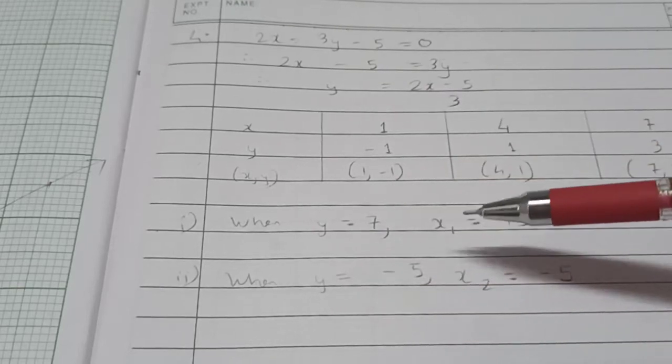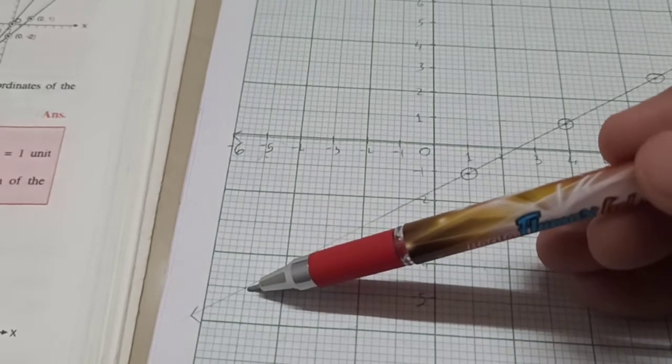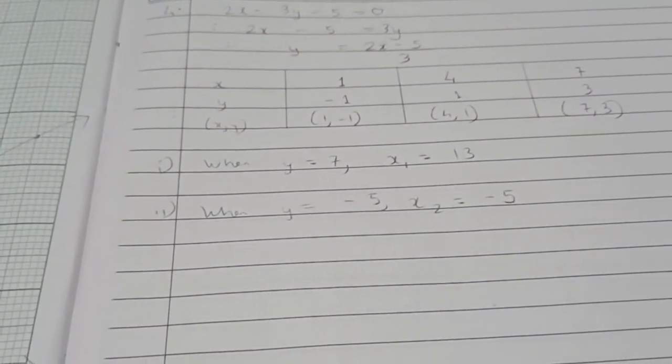Similarly, y is -5. So when we look at -5, where does it intersect? Here, and then x-axis -5. So x value is also -5 here, coincidentally.